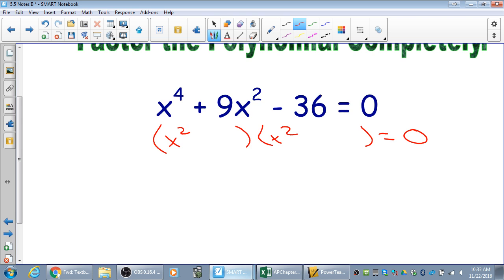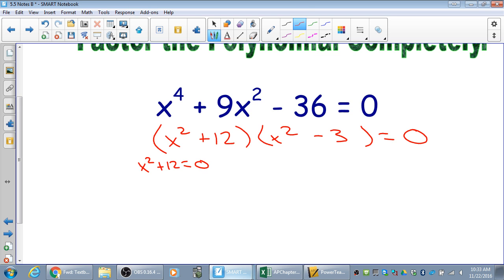Factors of 36 that add to positive 9. Plus 12 minus 3. Plus 12 minus 3. All right? Yeah, that's plus 9. Well, neither one of those are perfect squares. We can't keep factoring as perfect squares, but we can use square roots.